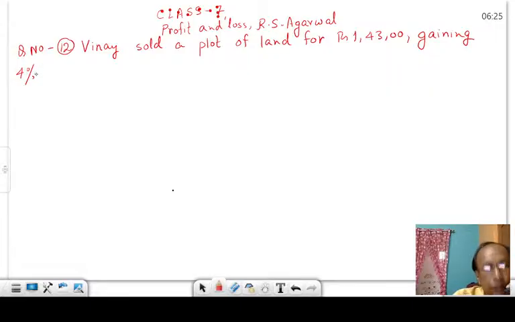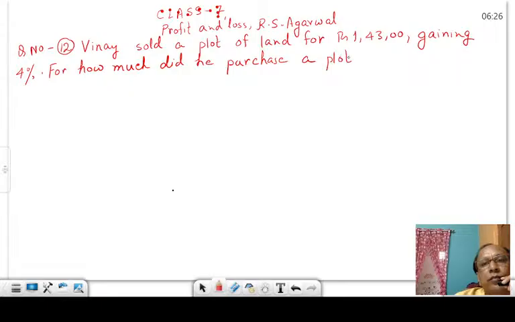Gaining 4%. Now the question is, for how much did he purchase a plot? That is the question, right? Let us solve in this way. Solution.